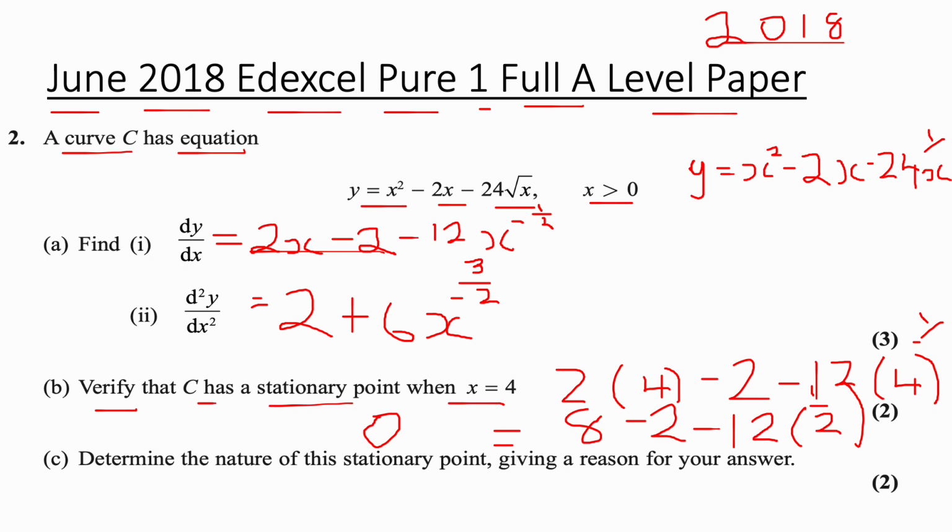When you set dy by dx equal to 0 and you solve this equation, or you substitute, then you get that dy by dx is 0 when x equals 4.